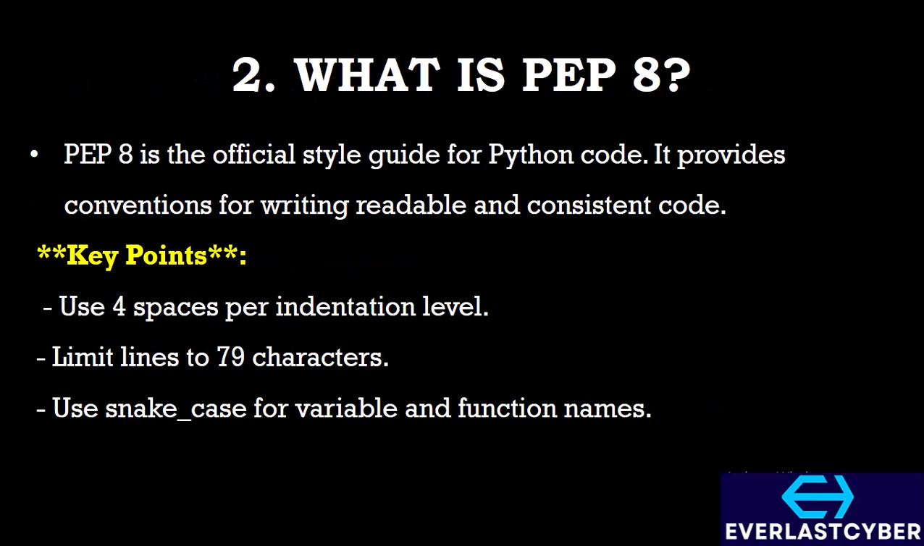Question 2. What is PEP 8? PEP 8 is the official style guide for Python code. It provides conventions for writing readable and consistent code. It has some key points, such as it uses 4 spaces per indentation level, it limits lines to 79 characters, and it also uses snake case for variable and function names.